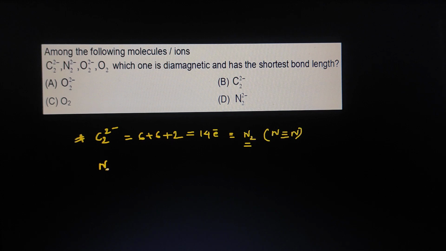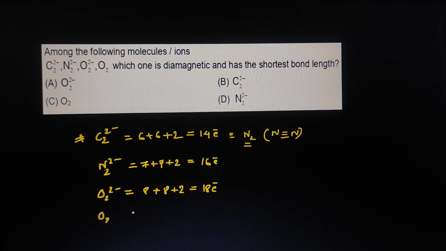Similarly for N2 2 minus, the number of electrons is 7 plus 7 plus 2, equal to 16 electrons, and for O2 2 minus, 8 plus 8 plus 2, that is 18 electrons, and for O2 this is 8 plus 8, that means 16 electrons. So which one is diamagnetic and has the shortest bond length?